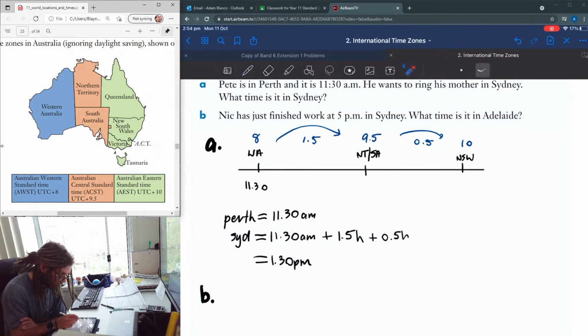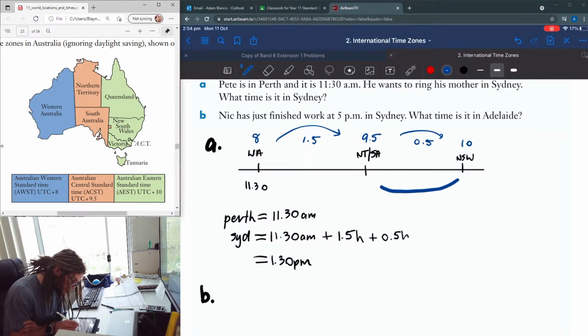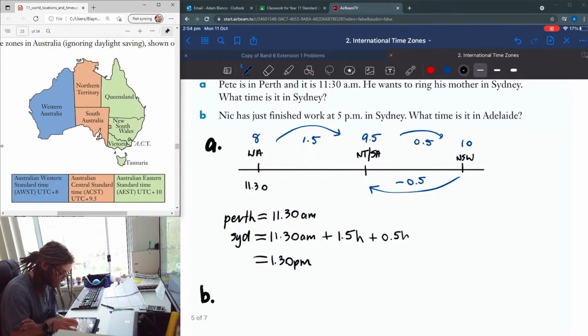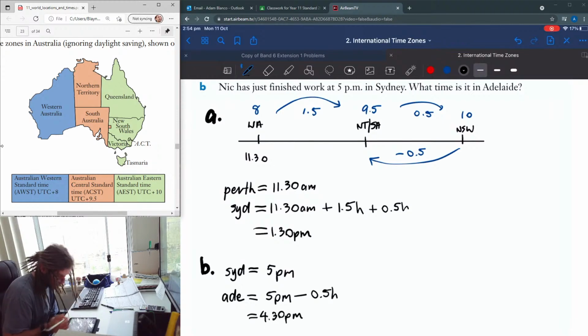B. This person's just finished work at 5 p.m. in Sydney. So here, what time is it in Adelaide? So Adelaide's in this section. So I'm going from Sydney to Adelaide. That's a really big line. So I take away 0.5. That's exactly what I'm going to do. So in Sydney, it's 5 p.m. In Adelaide, it's 5 p.m. take away half an hour, and that's going to be 4:30 p.m.